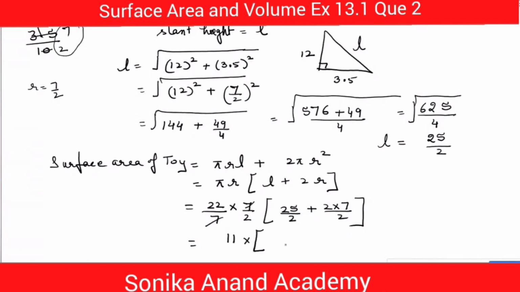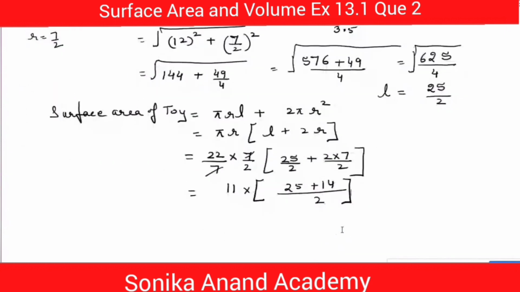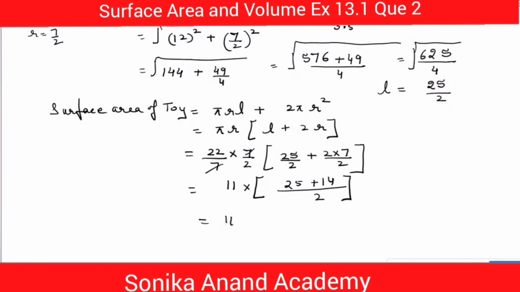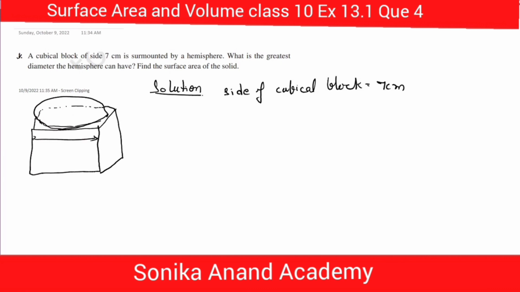Now we take the LCM as 2. 25 plus 14 is 39, so 11 into 39 by 2. Now it can't be cut, so we have to multiply and divide. 11 nines are 99, 11 threes are 33, 429 by 2. Now we can easily divide. 214.5. So this area is in centimeter square.